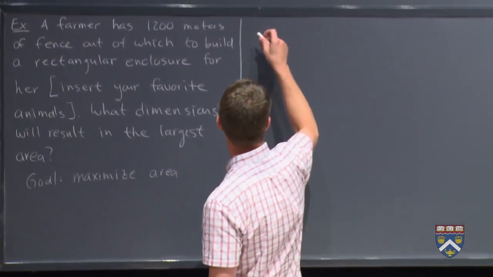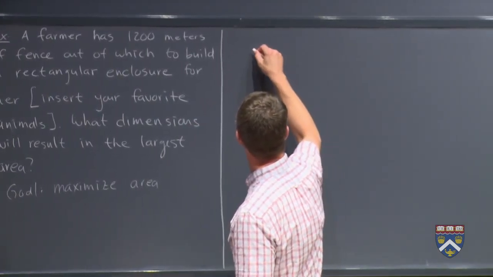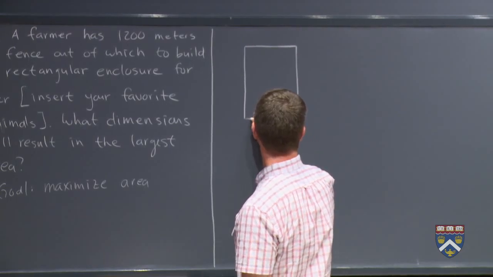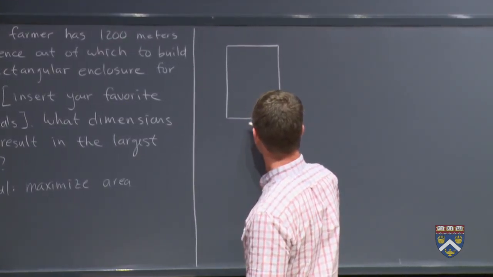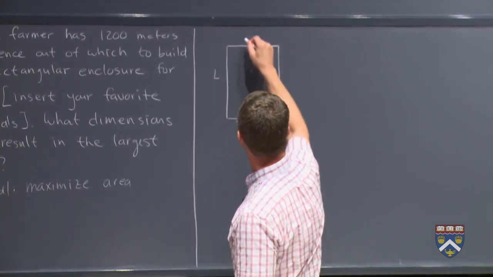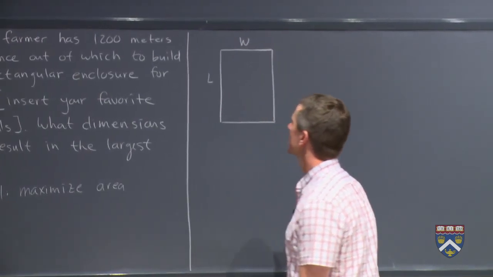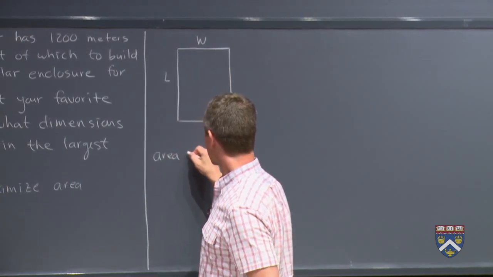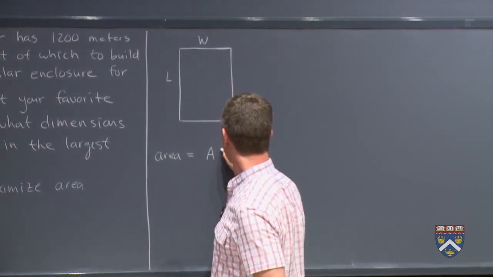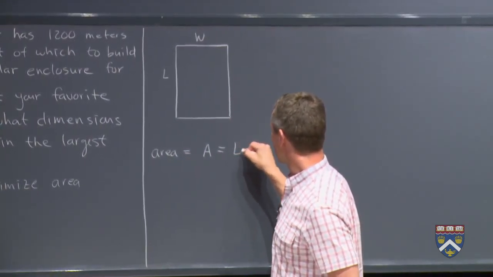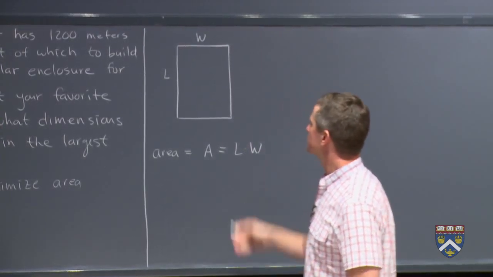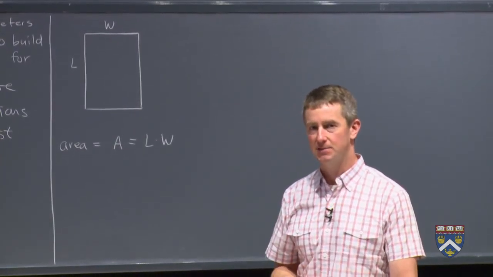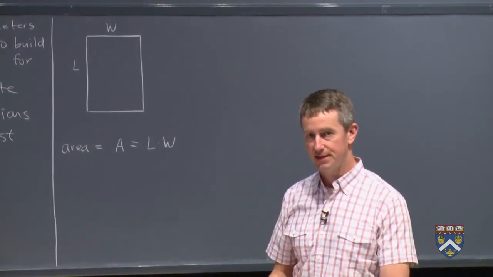Now let's draw a picture first. So suppose that this is what the pen looks like. And she calls this the length and this the width. So then we have a formula for the area. We could call the area A. And the area of a rectangle is length times width. So this is the function whose maximum we want to find. We know how to find the maximum of a function using calculus.